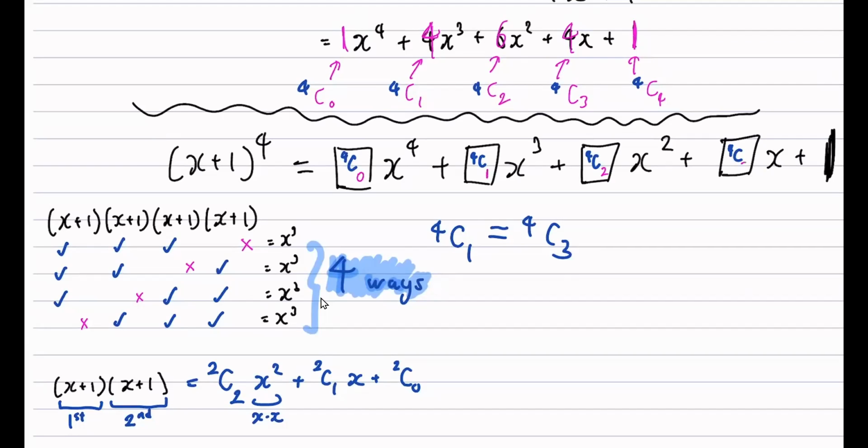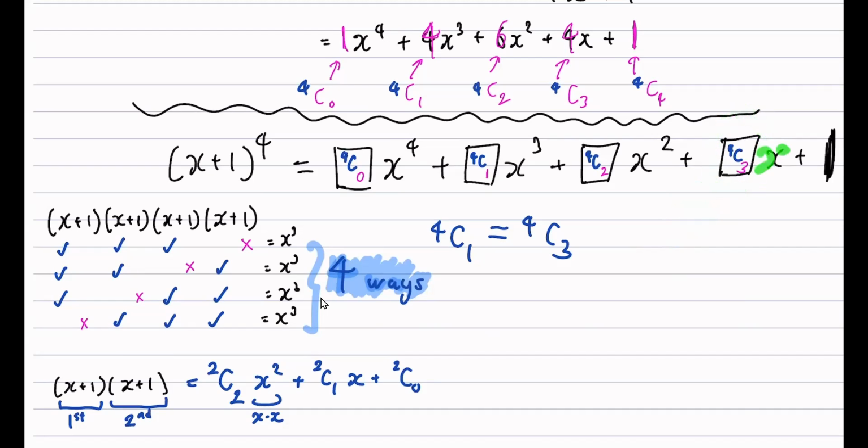You can think about it. 4 choose 3 means what? Why is it 4 choose 3? Because you need 3 constants and then 1 x. Then there's 4 ways. Yeah, correct already.